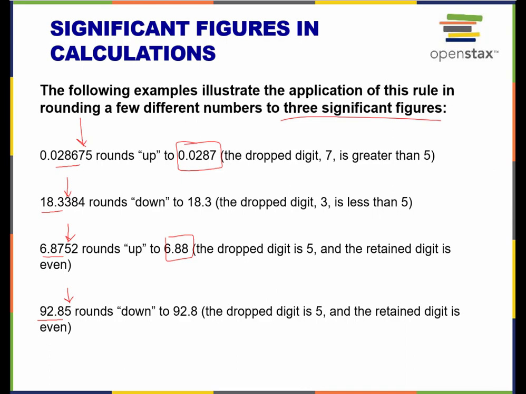But according to this text, 5 rounds up when the retained digit is odd, and we round up or down depending on whether the retained digit is even, according to this rule. So here, if I rounded up, I'd get 92.9, and my retained digit would be odd, and that would be against this rule. So instead, I'm going to round down. 92.85 is going to round down to 92.8, and again, my retained digit is even in that case.